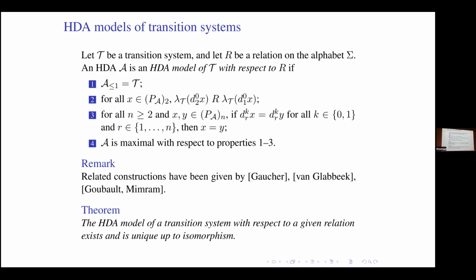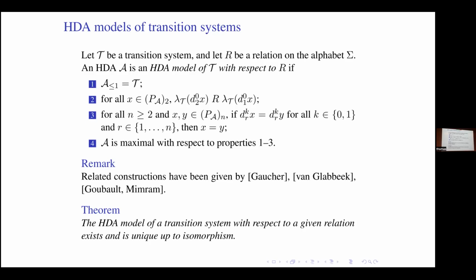So let's take a transition system and a relation on the set of labels. This can be any relation. So it can be an independence relation, so in particular symmetric, but it can also be an asymmetric relation. It can be simply any relation. And then let's say that an HDA is an HDA model of the transition system with respect to that relation, if these four conditions here are satisfied.